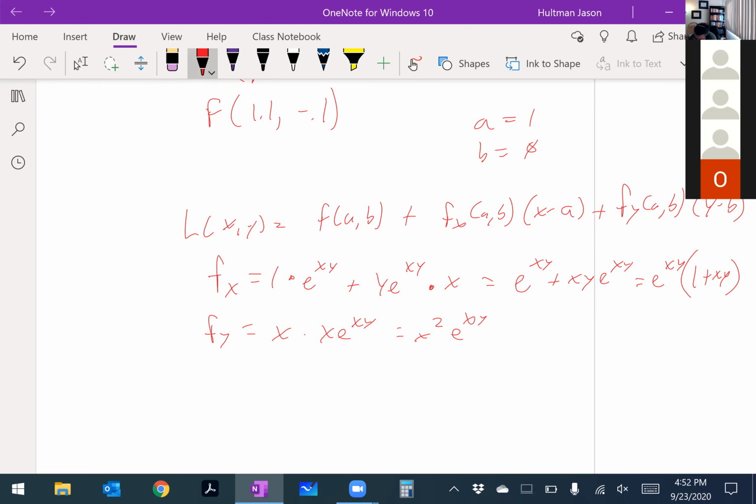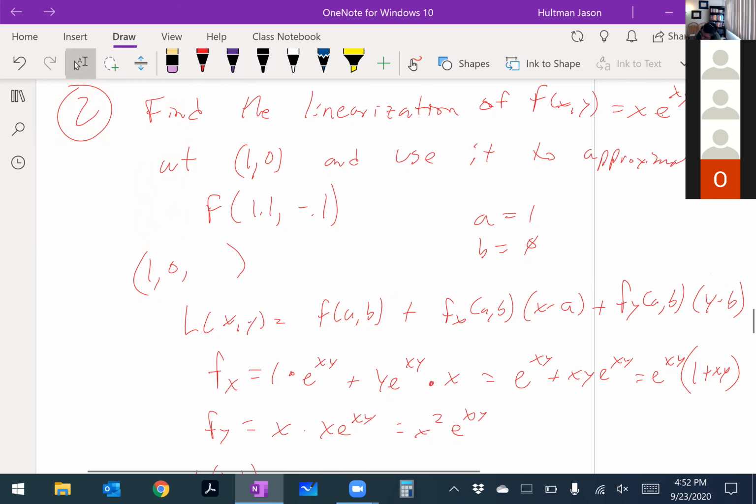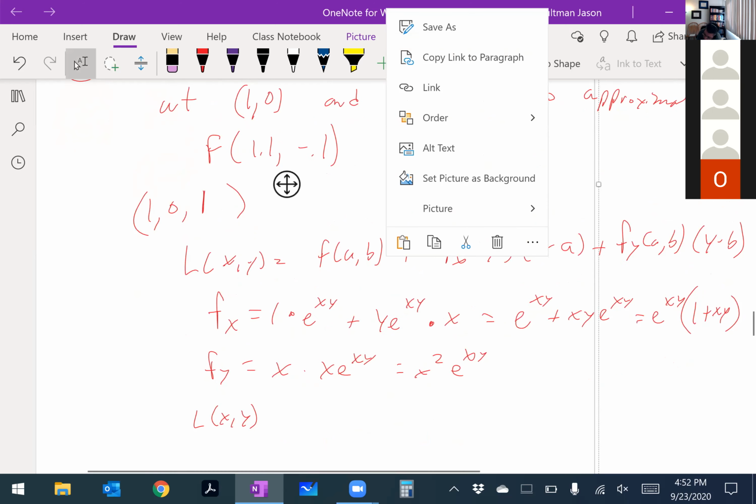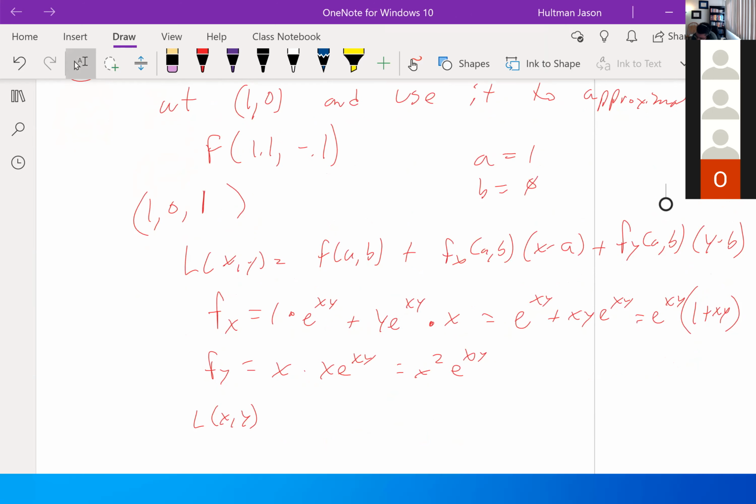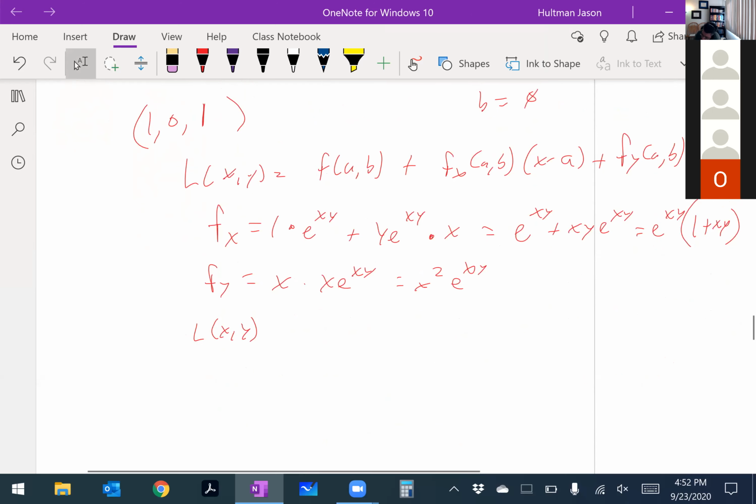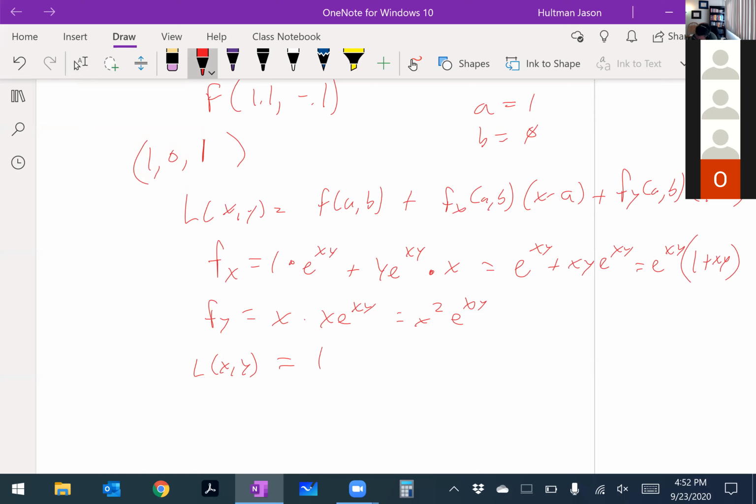So what is L of xy then? L of xy is the equation of the tangent plane at 1, 0. And what's f of a, b? Well, what's the original function? If I plug in 1 times e to the 0, that's just 1. So that's 1 for f of a, b.